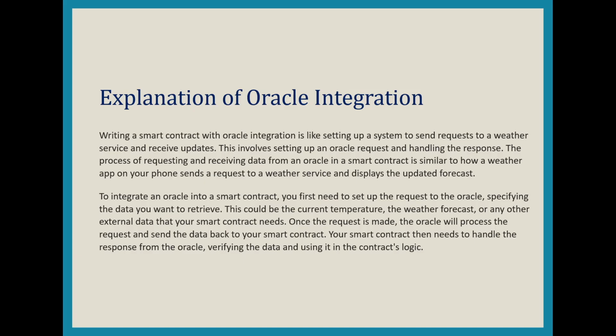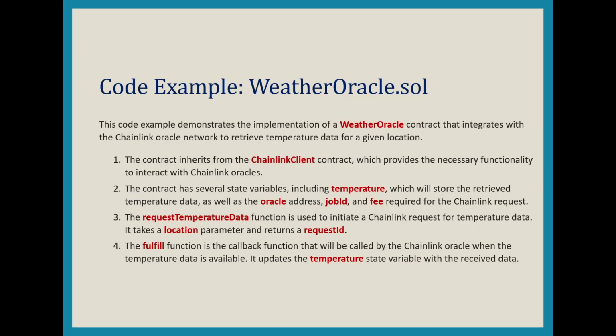First you need to set up the request to the oracle, specifying the data you want to receive. That I want to receive the weather update, temperature, right? Is it going to rain? What's the humidity? Any external data that your smart contract needs. Once the request is made, the oracle will process the request and send the data back to your smart contract. The smart contract then needs to handle the response from the oracle, verifying the data and using it in the contract's logic.